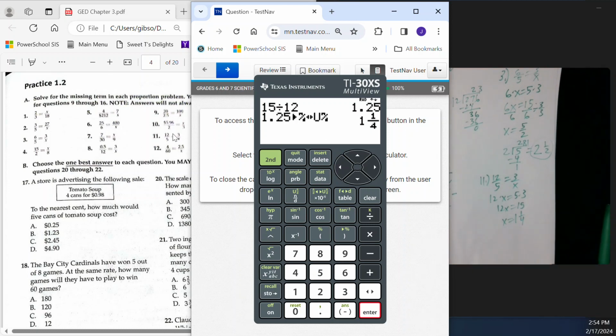Okay, so now we're going to try problem number 12 using the same principle. We know 4 is going to be with x, but now we would take this 60 times 2.5.